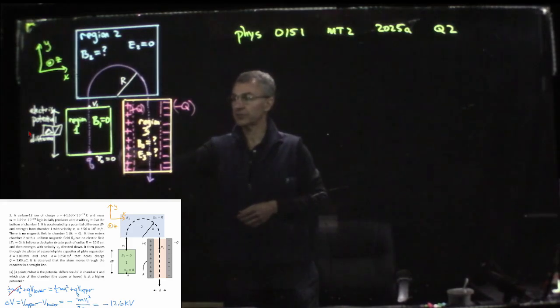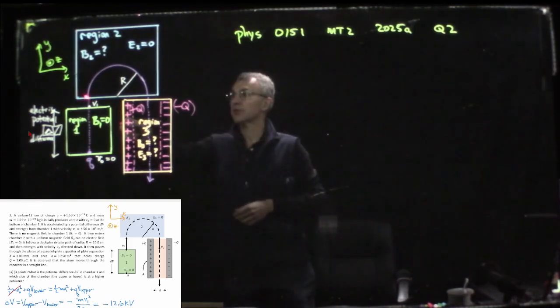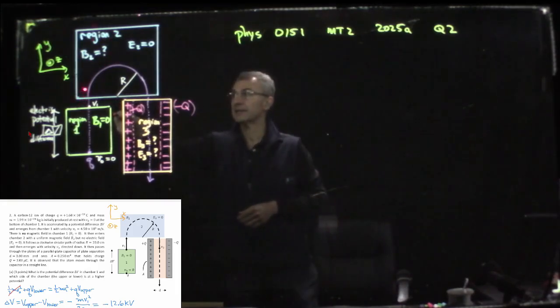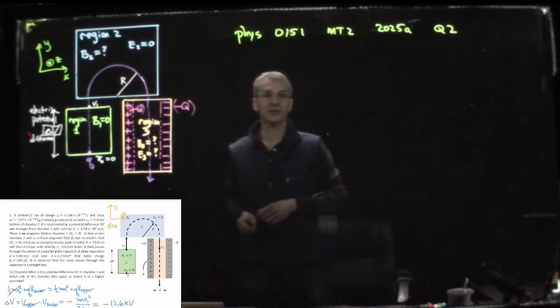So it goes from v initial equals 0 to v1, which is a given value. The charge is given, it's the proton charge. The mass is given, it's the mass of a carbon-12 ion. The particle then enters region 2. In region 2, we're told that the electric field is 0. The magnetic field is for us to determine. And in that magnetic field, the particle executes a semicircular orbit of radius r, where r is given.